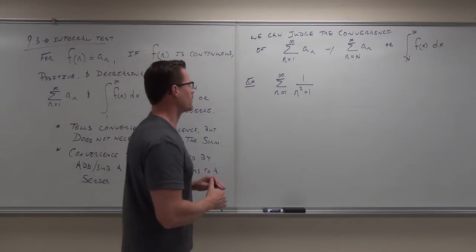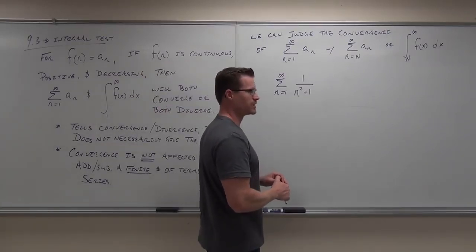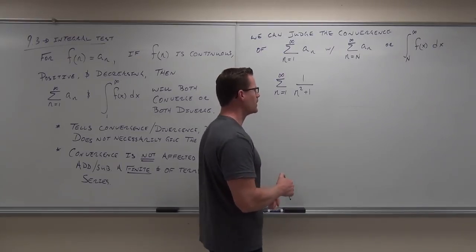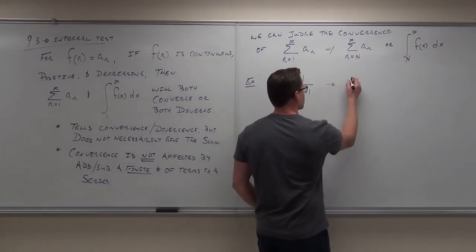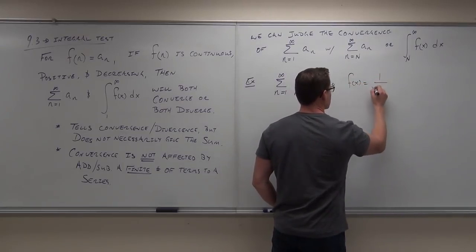First thing is, okay, well, it's not telescoping. Can't factor it, so it's definitely not that. We can't break that up. Then we try the integral test, because you know what I see? I see, let's look at f of x equals 1 over x squared plus 1.